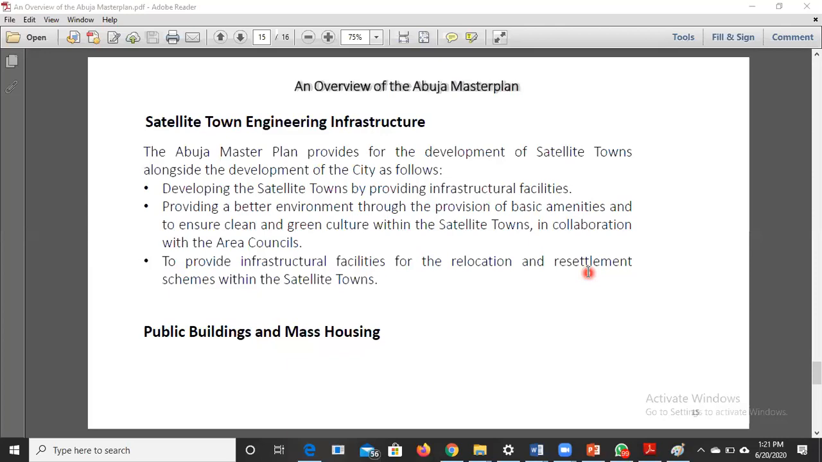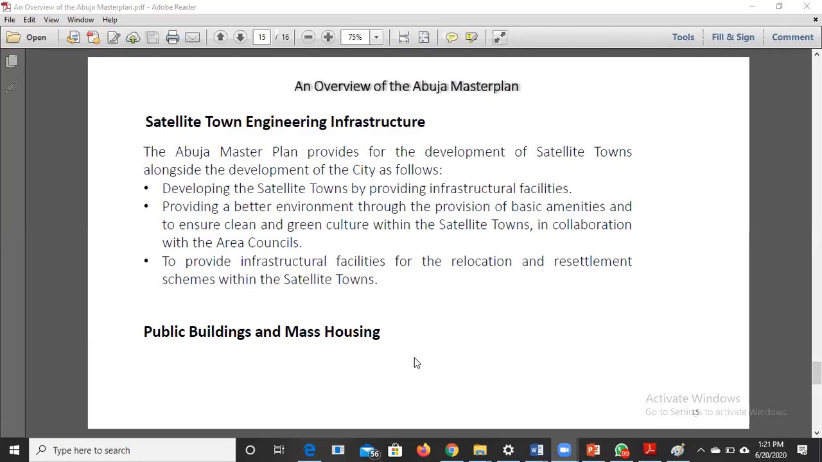The idea of the satellite town, of course, is to absorb the pressure of the city. You cannot have a situation where you have a big city. People tend to live based on the way they earn money and all that. That is the reality of life. So the satellite towns are meant to serve the main city itself. Our popular satellite towns are Kubwa.